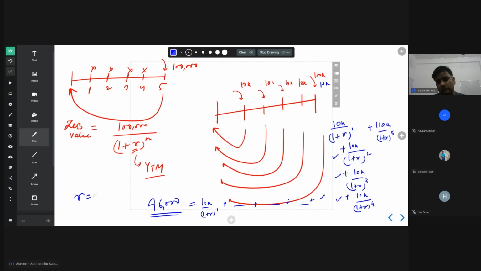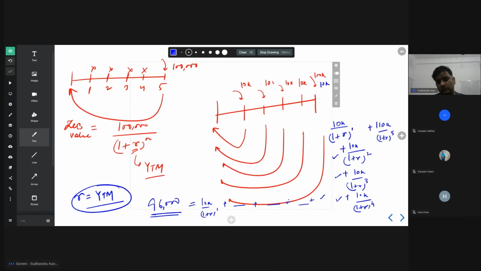So this R is called YTM. I am just trying to put very clearly what YTM is. YTM is that magical number which, if you put in the denominator under every cash flow, gives you the present market value of that bond. So it's a hypothetical number. YTM is not observed in the market. We have seen so many different rates, and we want one single rate.